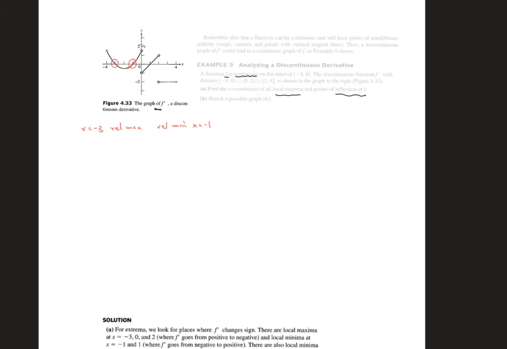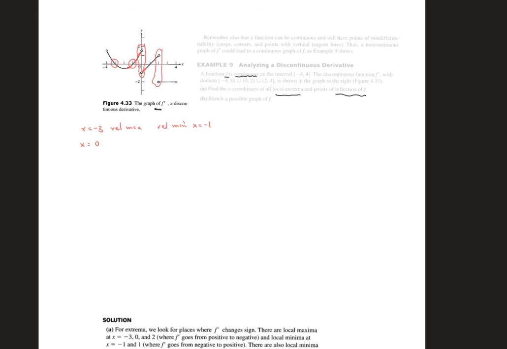Now, at 0, you can see the derivative is undefined, because the open circle's there. On the left side, the derivative is above the x-axis, is positive, and on the right side, the derivative is below the x-axis, so it's negative. So since the derivative changed from positive to negative, we're also going to get a relative maximum at x equals 0.